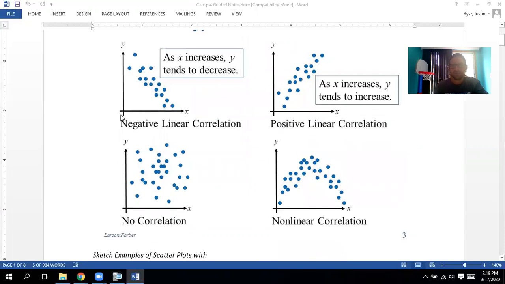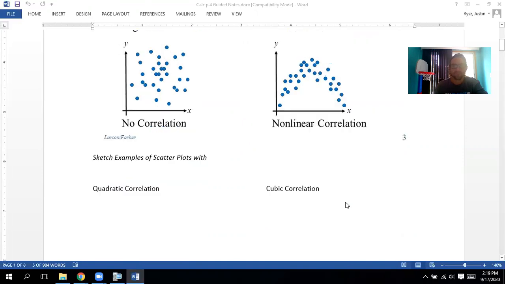There are a couple different types of correlations. When you have a negative correlation, it looks like the data tends to go down. Positive goes up, going from left to right. No correlation means the data is all over the place. And then you can have what's called nonlinear correlation, where the data does follow a pattern, but it's not just a straight line going up or going down. There's a curve to it.